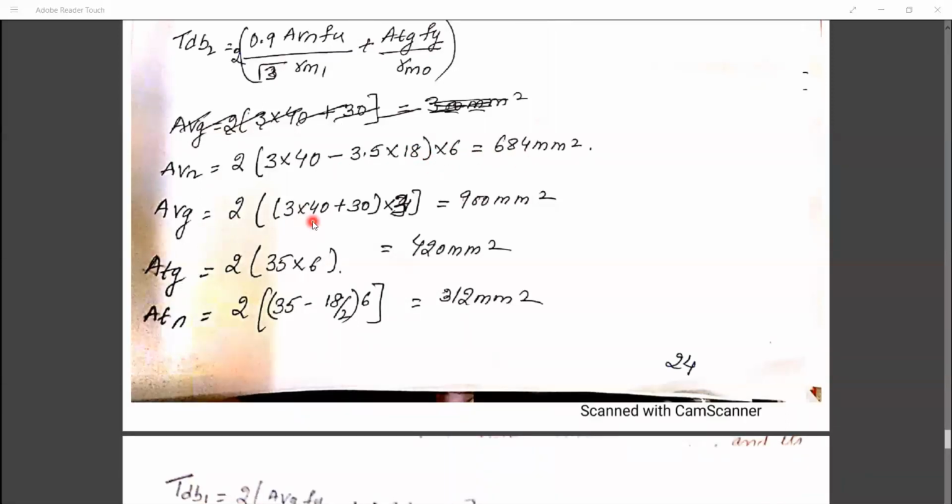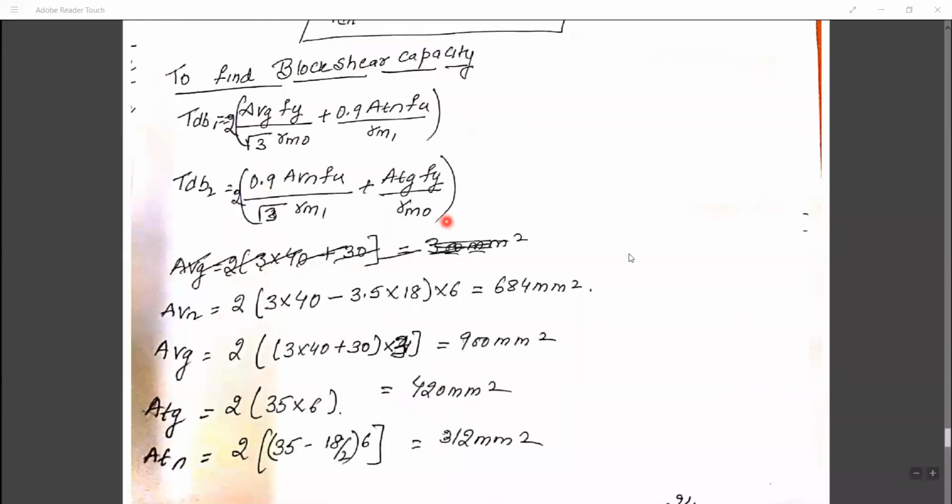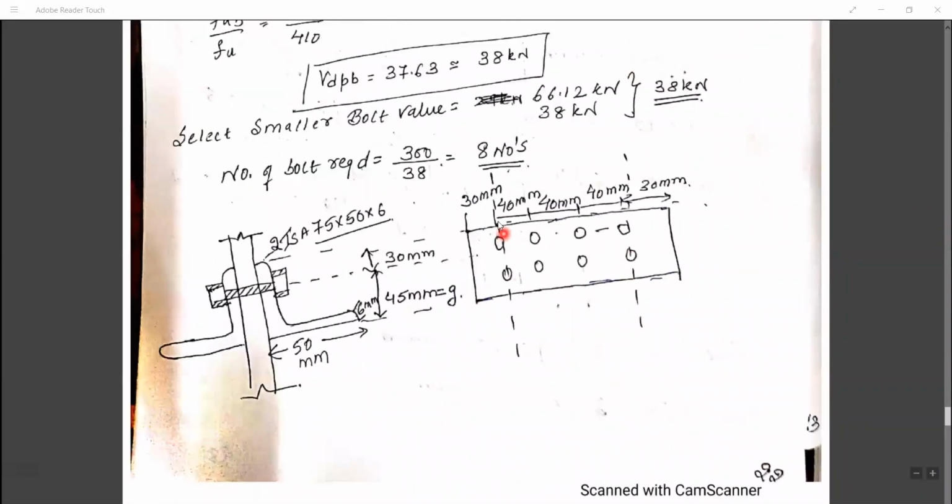Then 2 into 3 into 40 plus 30. 30 is nothing but our edge distance into 3 number of bolts. That is 4 critical stresses are there. 4 bolts are there. So I am taking my critical section at this point and at this point. So half, 1, 2, then this half. So it will become 3.